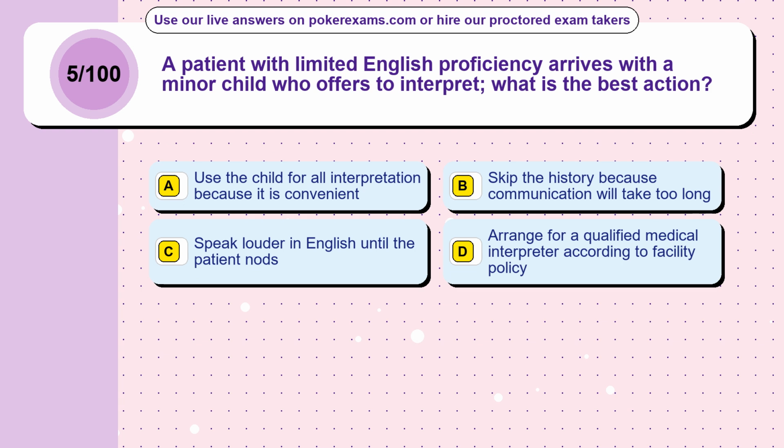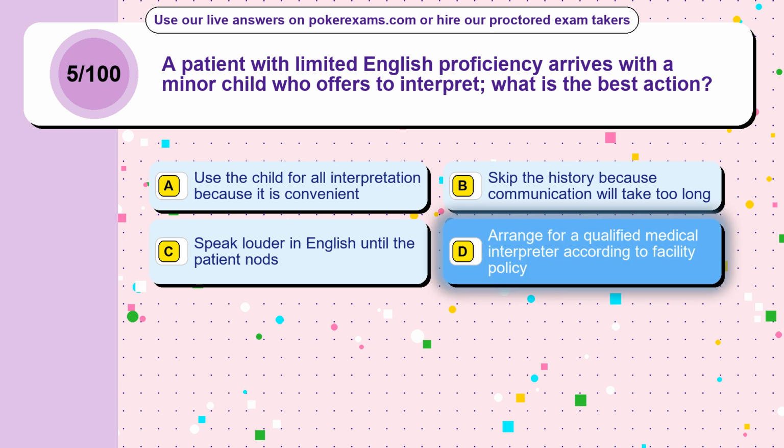Question 5. A patient with limited English proficiency arrives with a minor child who offers to interpret. What is the best action? Option A, use the child for all interpretation because it is convenient. Option B, skip the history because communication will take too long. Option C, speak louder in English until the patient nods. Option D, arrange for a qualified medical interpreter according to facility policy.